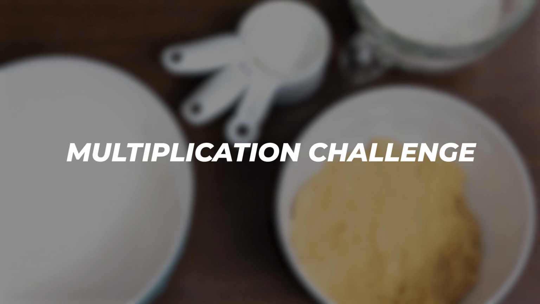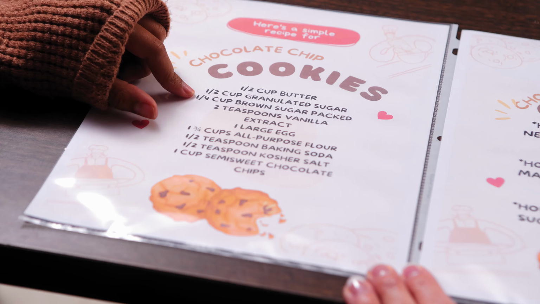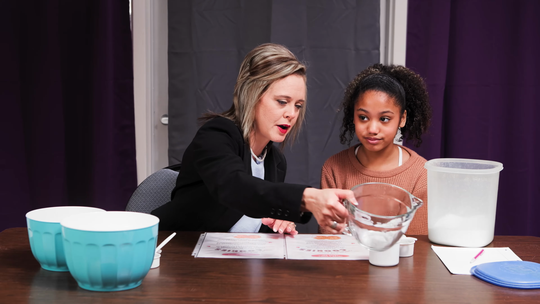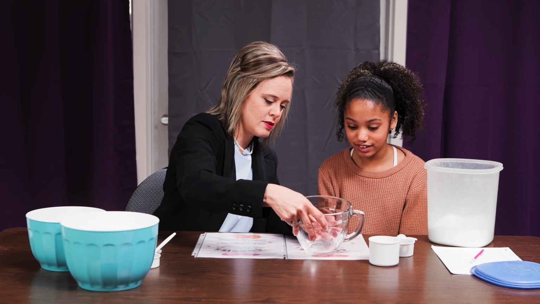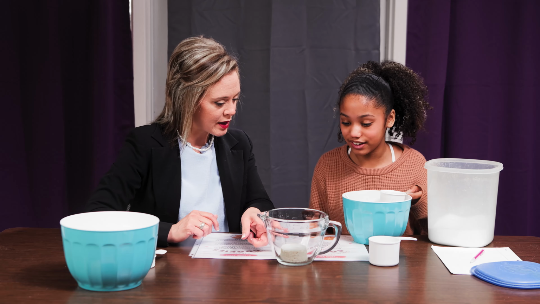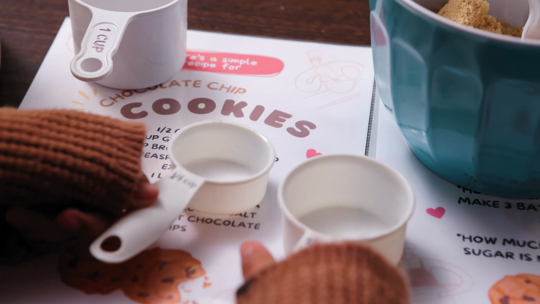How much brown sugar is needed to make 3 batches? So how would you go about solving this if we wanted to make 3 batches? 1/4 times 3. What do you think the answer would be? 3/4. 3/4? Okay, let's try it out and see if you're right. So if I already have a half in here, how much more do I need? 1/4.